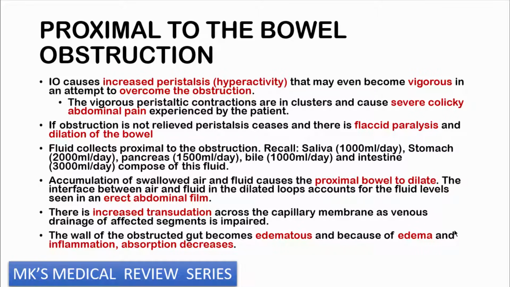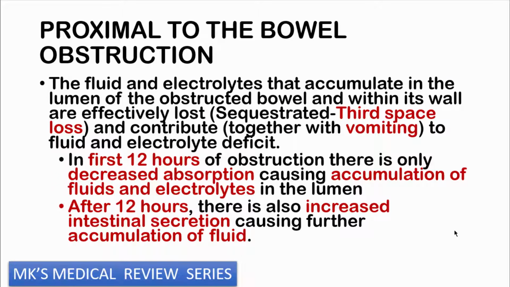Then the walls of this obstructed gut are going to become edematous. And of course, the edema and the inflammation is going to be reducing the absorption. So it means that you have created another problem where even though you have a lot of this fluid in the gut, it's not going to be absorbed by the gut. So remember that this fluid and these electrolytes that are going to be accumulating in this obstructed lumen are going to be effectively lost because they're not in the blood. You refer to this as third spacing or third space loss.